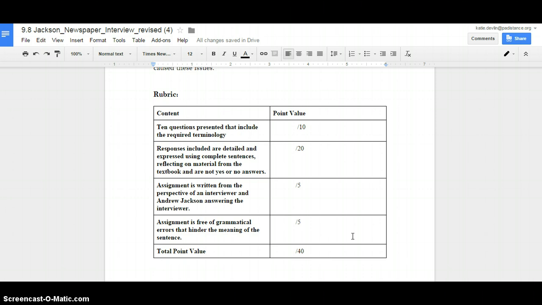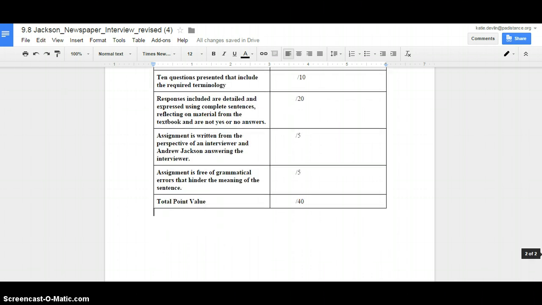So I've also given you an additional 5 points for writing the assignment from the perspective of an interviewer and Andrew Jackson answering the interviewer. So this is all about perspective. I need to see it written in the mindset of the interviewer and in the mindset of Jackson. And lastly, 5 points for an assignment that's free of grammatical errors and anything that hinders the meaning of the sentences. So as you can see, this project's worth 40 points.